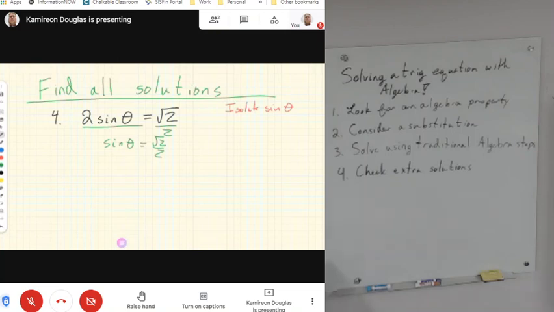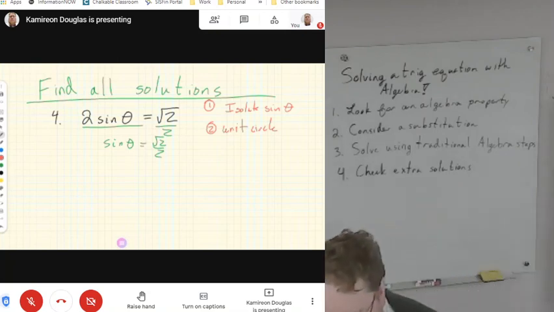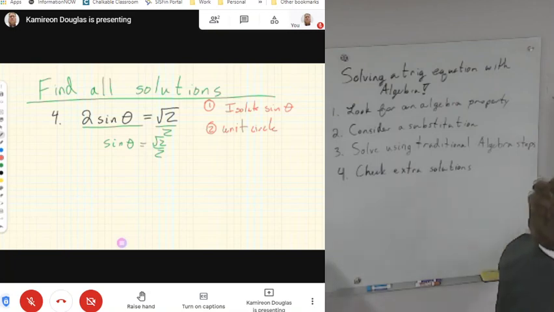At this point, I've isolated the function, and now I'm using the unit circle. So, go to the unit circle. The sine function, as a reminder, represents the y values. Where will sine of theta equal square root 2 over 2? 135.